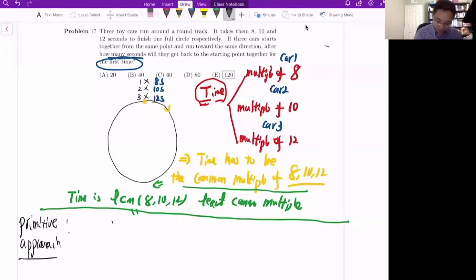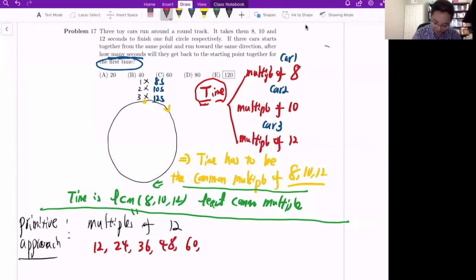I'm going to list multiples of 12. The first one is 12, the second one is 24, then 36, 48, 60, 72, 84, and then 96, 108, 120, and 132, and so on. Then starting from 12, let's see whether they are also a multiple of 8 and 10.